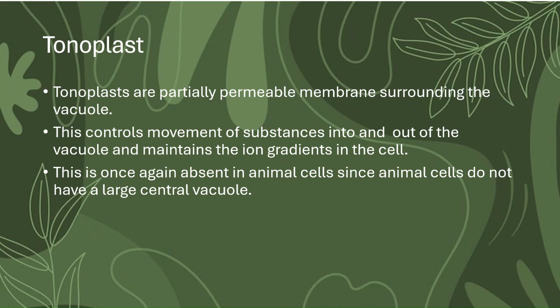Tonoplasts are partially permeable membranes surrounding the vacuole, and this controls movement of substances into and out of the vacuole and maintains the ion gradients in the cell. This is once again absent in animal cells since animal cells do not have a large central vacuole.